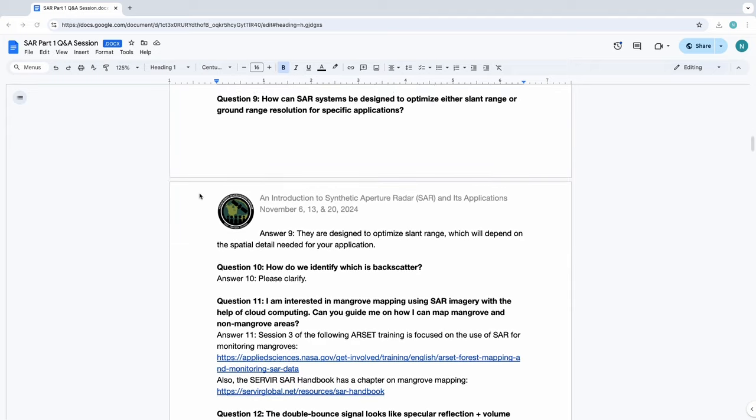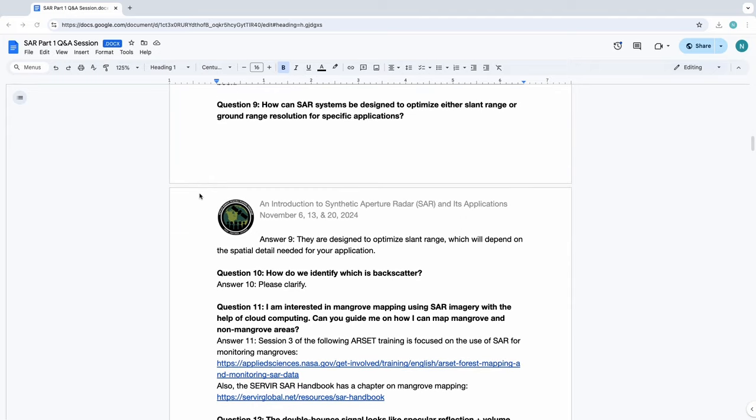Question nine, how can SAR systems be designed to optimize either slant range or ground range resolution for specific applications? They are designed to optimize slant range, and that will depend totally on the need for your application. Do you need a higher or lower spatial resolution in the slant range, depending on your application? Next question: how do I identify which is backscatter? That one I didn't quite understand, so if that person can please rewrite their question to clarify.